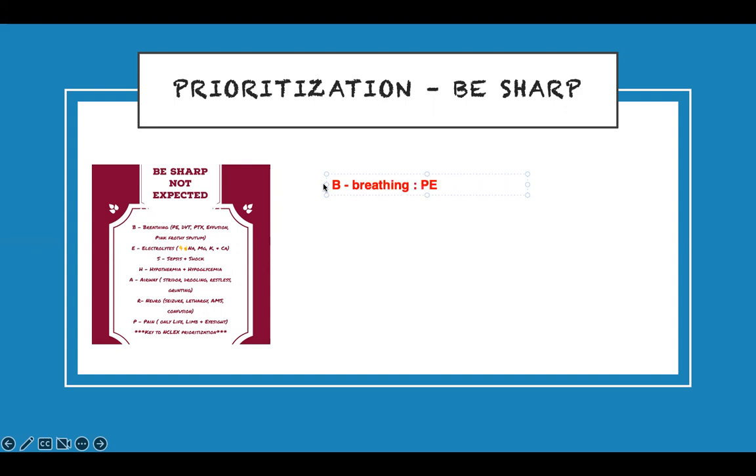But as you can see, we have a P, pulmonary embolism. And that is a breathing problem. You have to identify it. It may be somebody who had a DVT. I need to be sharp about it. Being sharp means you're looking at a patient twice. You say, I have to look at a patient twice and make sure I'm not missing anything.